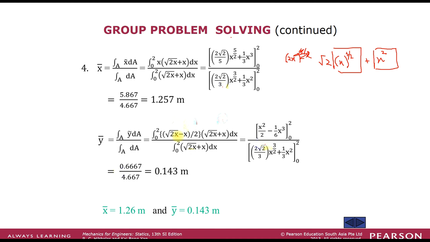So since we can find the area, okay, the area we already know is 4.667 meters squared. How do we know this? It's because we did the integration of the differential element of the area. So the area is this. When we integrate, we know that the area is 4.667 here.